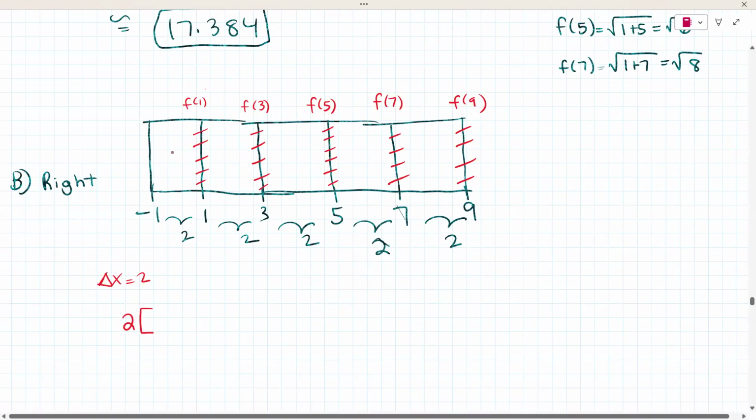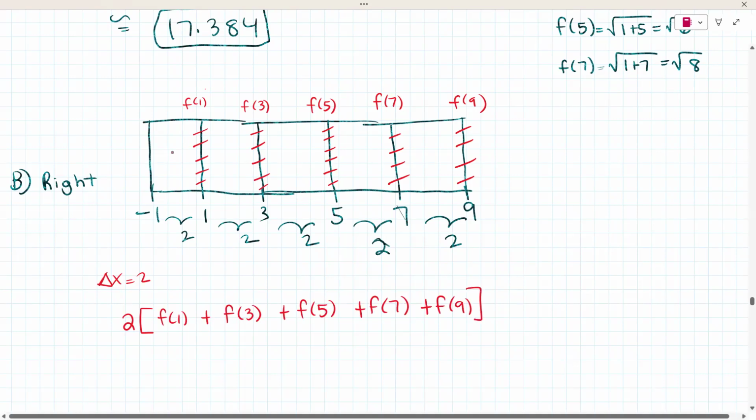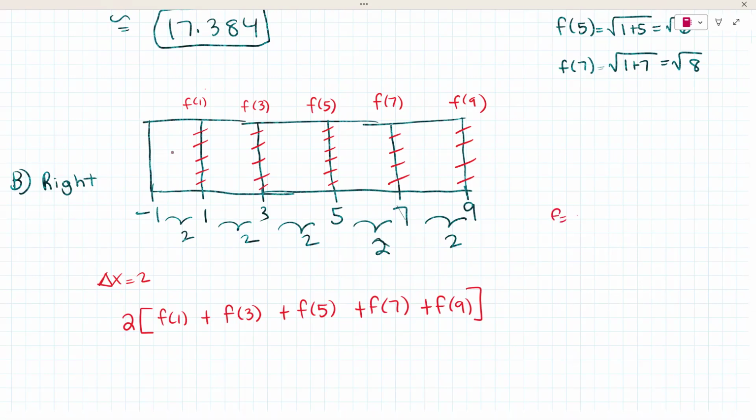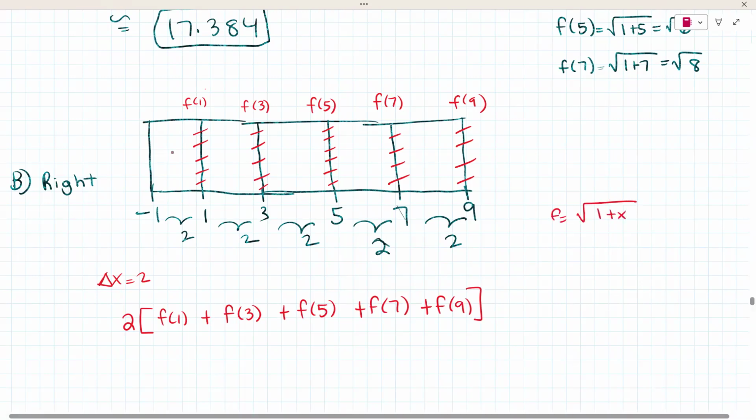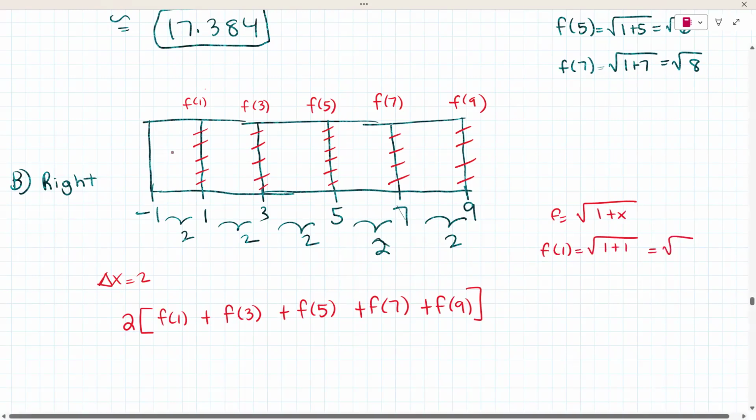And then we got to find f of 1 plus f of 3, f of 5, f of 7. So now we could just put it back into our function. So our function is f of x equals square root of 1 plus x. So if I plug in f of 1, it's radical 2.